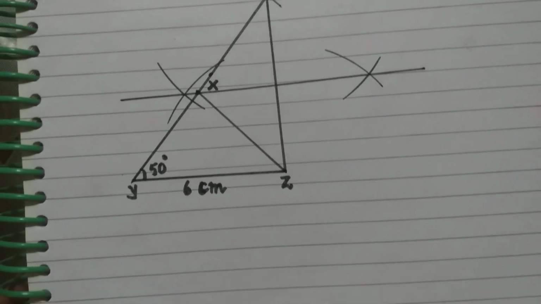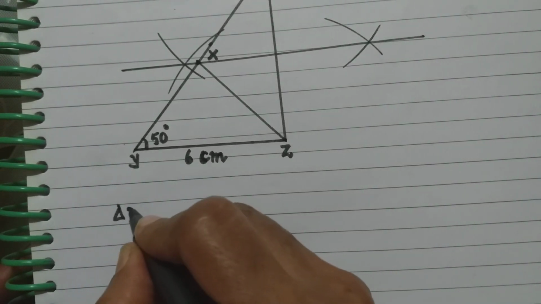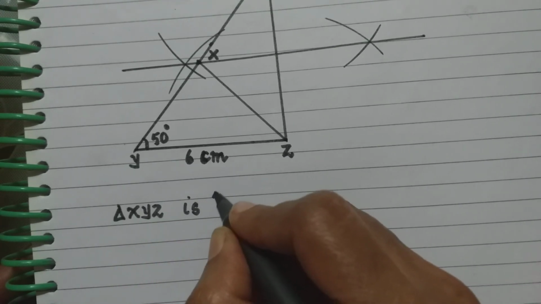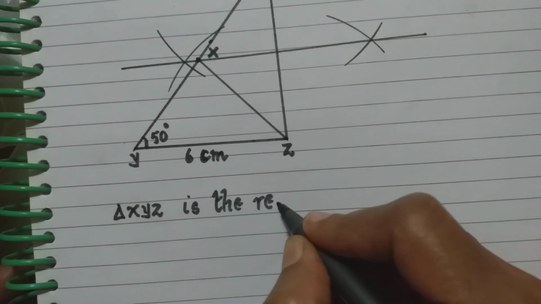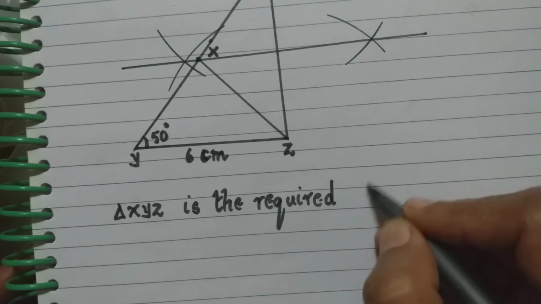So now I complete it by writing down here: triangle XYZ is the required triangle.